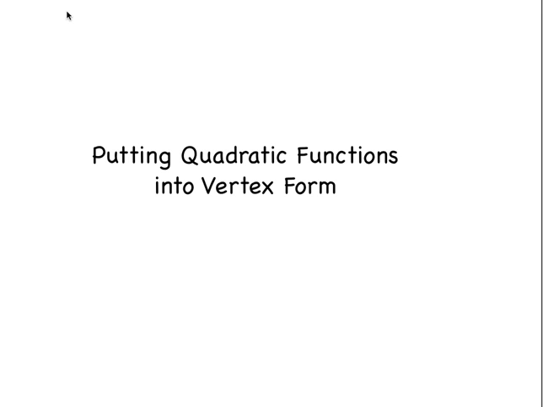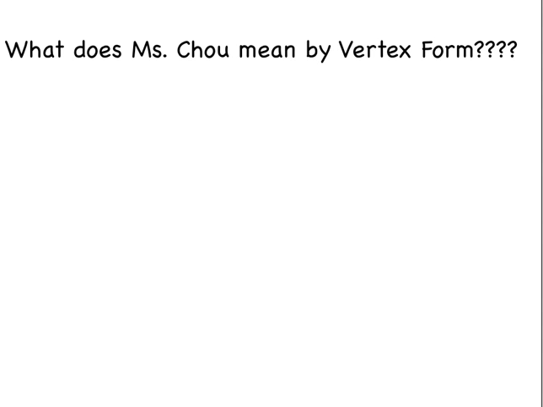So today we are going to have a little video about putting quadratic functions into vertex form. What does Miss Ju mean by vertex form? Well, what I mean is a form that looks something like this: y equals a times (x minus h) squared plus k. The variable used here is often a, and that's actually a constant.